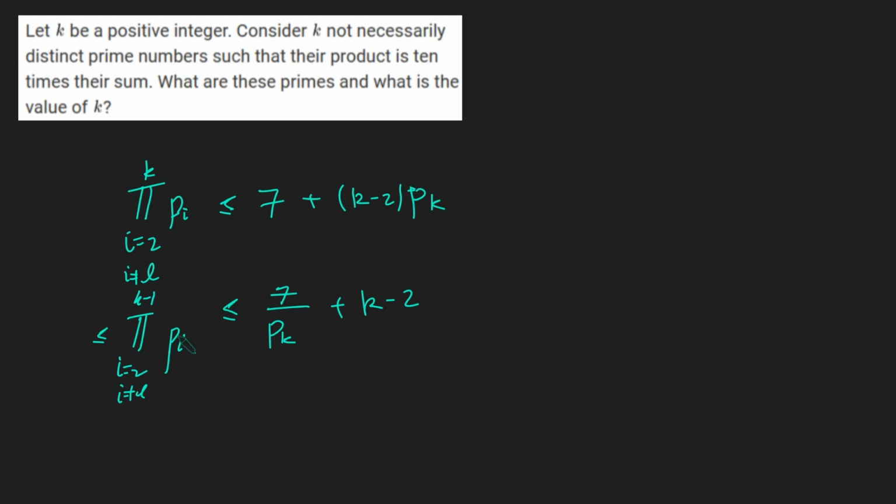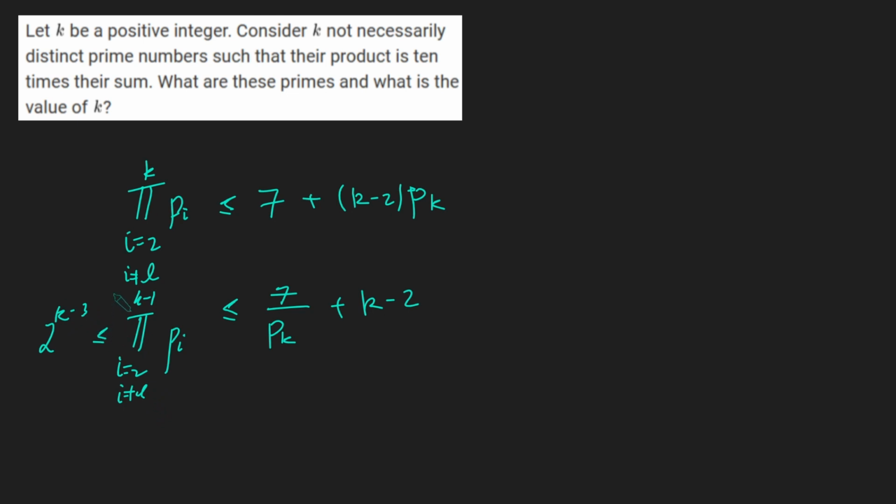Well, I know that each of these pi's are going to be at least 2, because 2 is the smallest prime number. Okay, and well, we can think about how many numbers there are in this product. Well, we're going from 2 to k minus 1, so that's going to be k minus 2 terms, but I'm excluding i equaling l, so that's going to be k minus 3 terms.